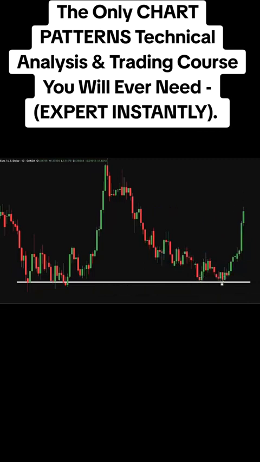And here's an extra confirmation technique. By drawing a trend line connecting the swing highs, you can wait for a break of structure through that trend line before committing to a long setup. This gives additional confidence in the reversal.